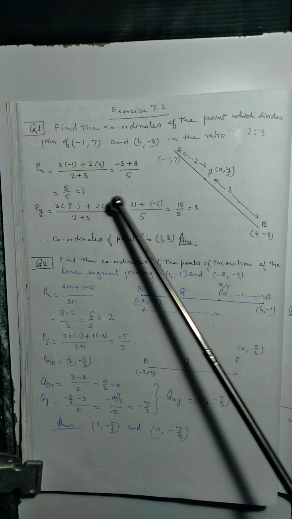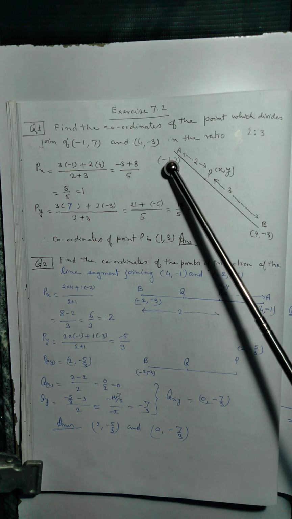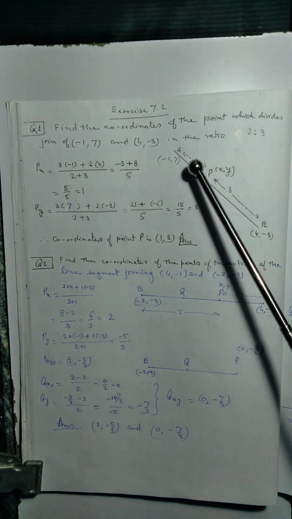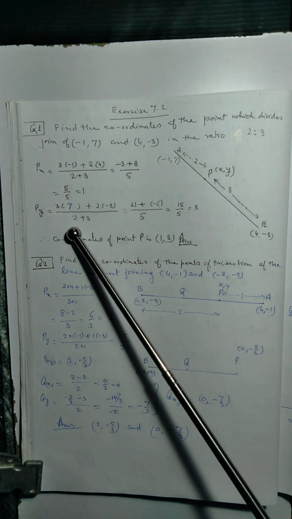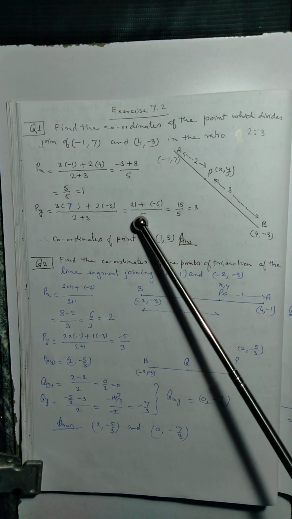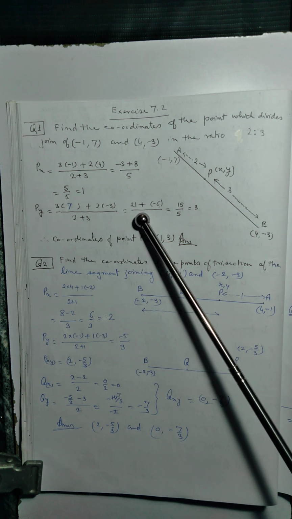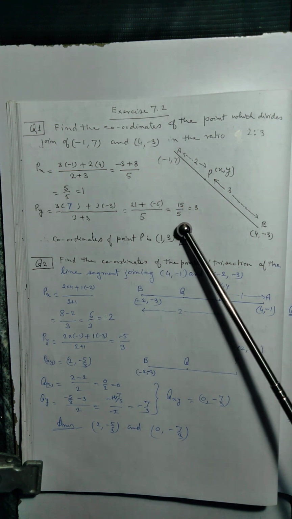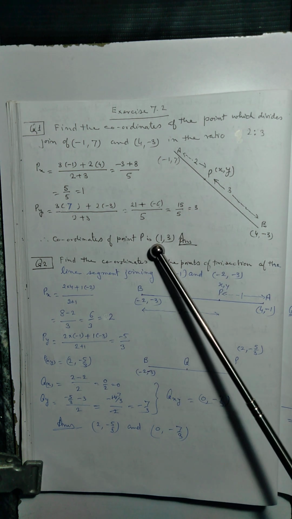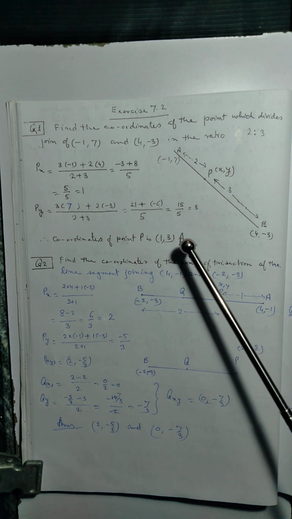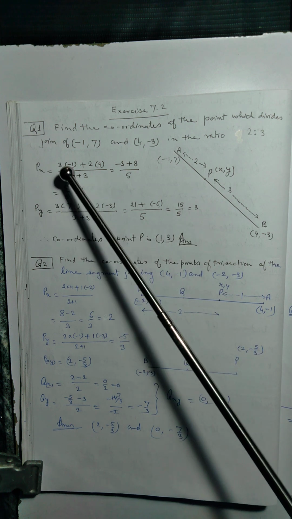Now proceed to find Py, the ordinate of the point P. That will be equal to 3 into 7 plus 2 into -3, whole divided by 2 plus 3. You will get 21 minus 6 upon 5, that is 15 upon 5, which is 3. So the coordinates of the point P are (1, 3). This will be the answer of question number 1.